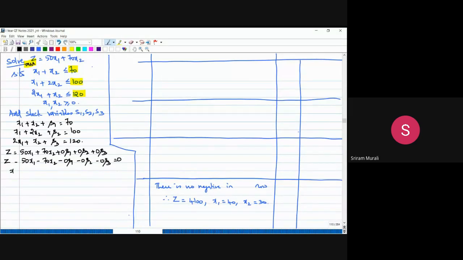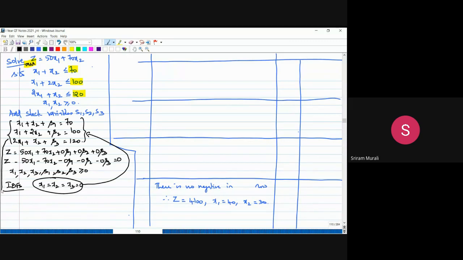Now X1, X2, S1, S2, S3 are all greater than or equal to 0. Your IBFS. What is your IBFS? In IBFS, the non-basic variables X1 and X2 should be equated to 0. If these are 0, where do they get substituted? In these equations. So what are S1, S2, S3? S1 is 70, S2 is 100, S3 is 120. Have you understood? Yes, sir.